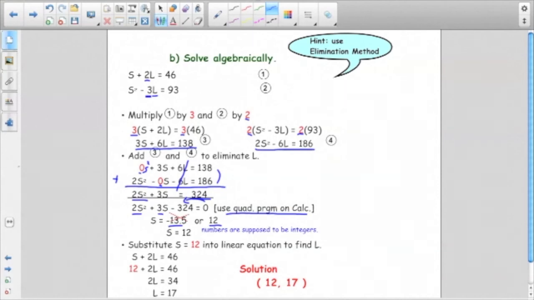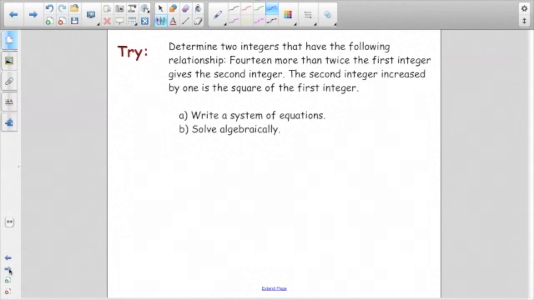And we have to have integers. That's a key word. So we know negative 13.5 is not an integer. So our answer is 12. Now I substitute the 12 into one of those systems. Doesn't really matter. So I substitute it in system 1. I put the 12 there. And I did my algebra. And I got that. So there is the solution. Okay, so you can try this one on your own and see how you do.